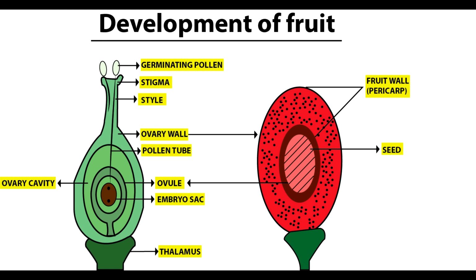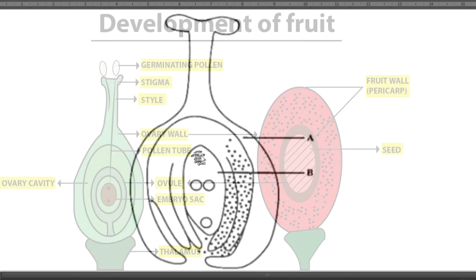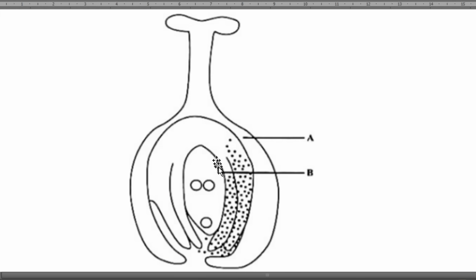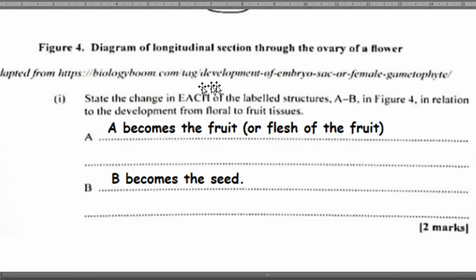Now this inside here, this is an ovule, and the ovule becomes a seed of that fruit. So state the change in each of the labeled structures A and B in figure 4 in relation to development from floral to fruit tissues. Well, A would become the fruit, or if it's pointing to the ovary wall, that would become the pericarp or the flesh of the fruit, and B would become the seed.